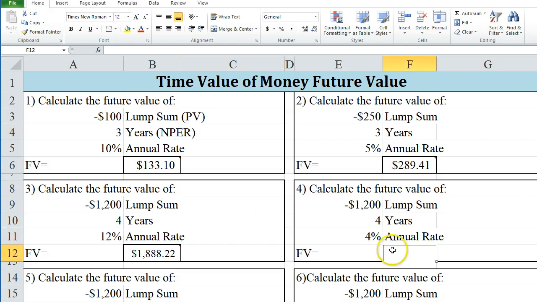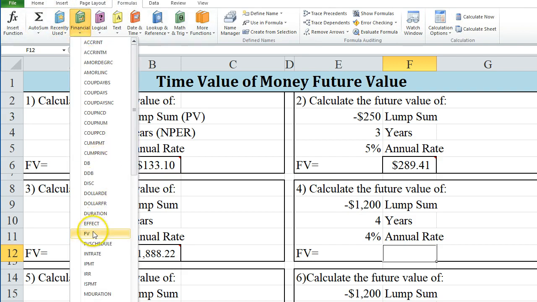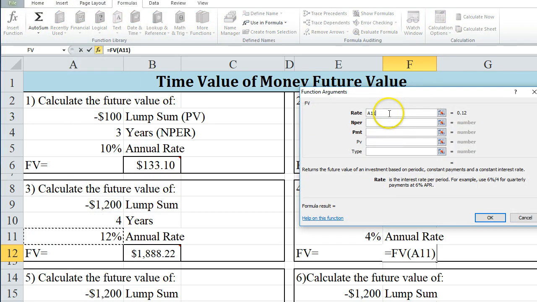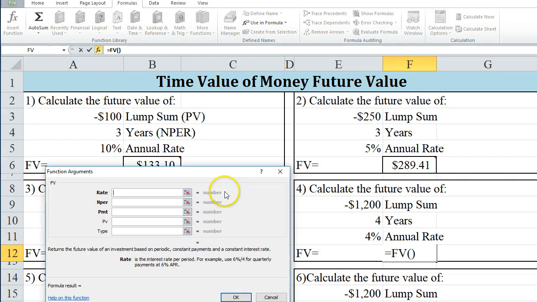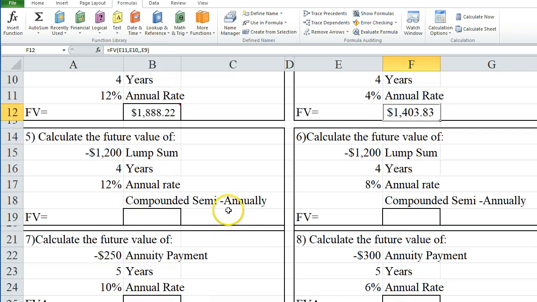Let me do this one more time for problem 4. You want to go to Formulas, Financial, Future Value, and put in the rate, the N per, and the present value. Once again, Excel always wants the present value expressed as a negative when you're calculating problems using their financial functions. Okay, now let's move to problem 5.